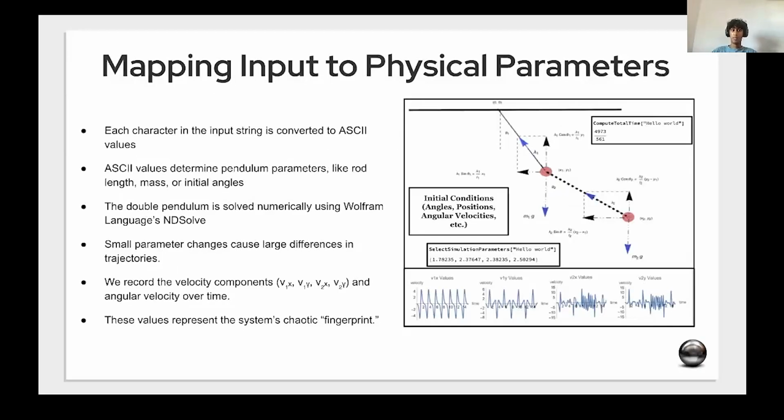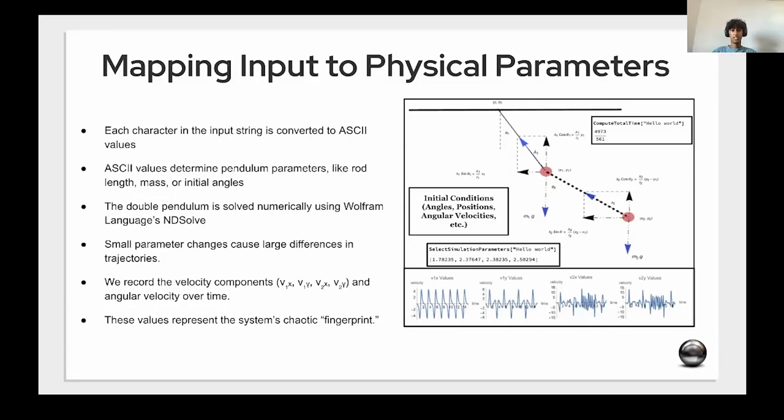So let's talk a little bit more about mapping input to physical parameters. Each character in the input string is converted into ASCII values, and ASCII values are essentially just a table of values that correlates any characters into numbers. And numbers is really what we need here to map the physical constants of the double pendulum simulation. So using the input string, we determine the pendulum parameters like rod length, mass, or initial angles, and we can also determine the total time the simulation runs for.